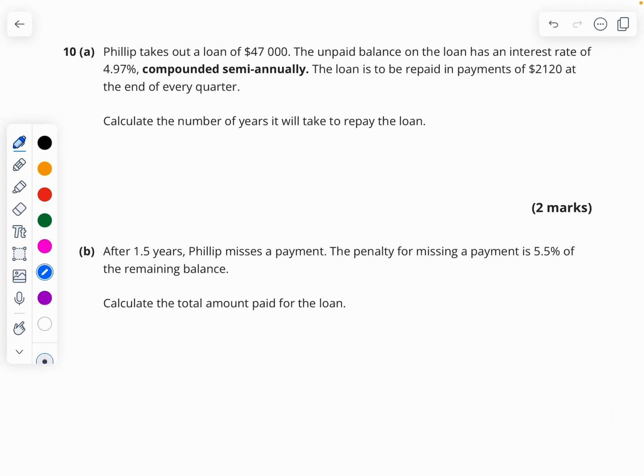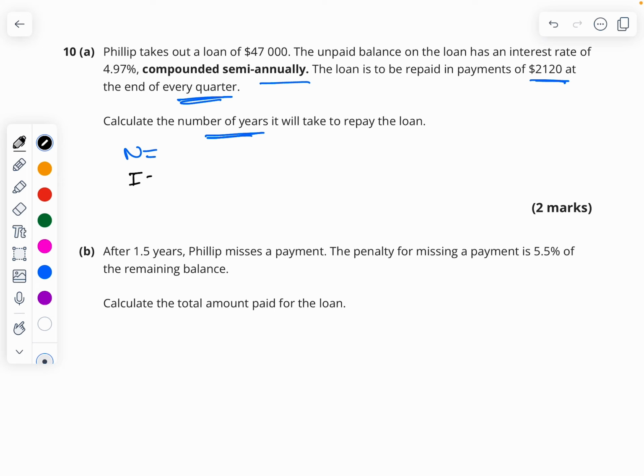Lastly, question number 10 for this hard version. Philip takes out a loan of 47,000. The unpaid balance on the loan has an interest rate of 4.97% calculated semi-annually. The loan is to be repaid at 2120 every quarter. Calculate the number of years. So n equals question mark.